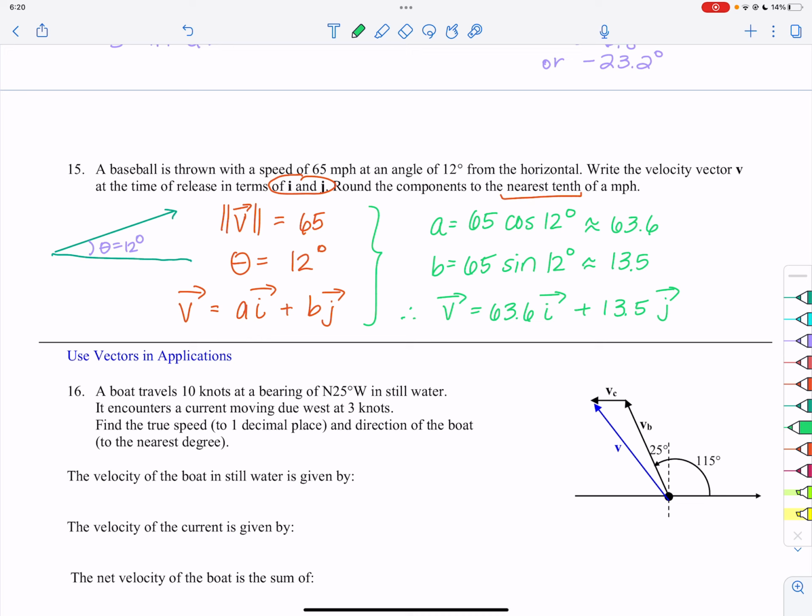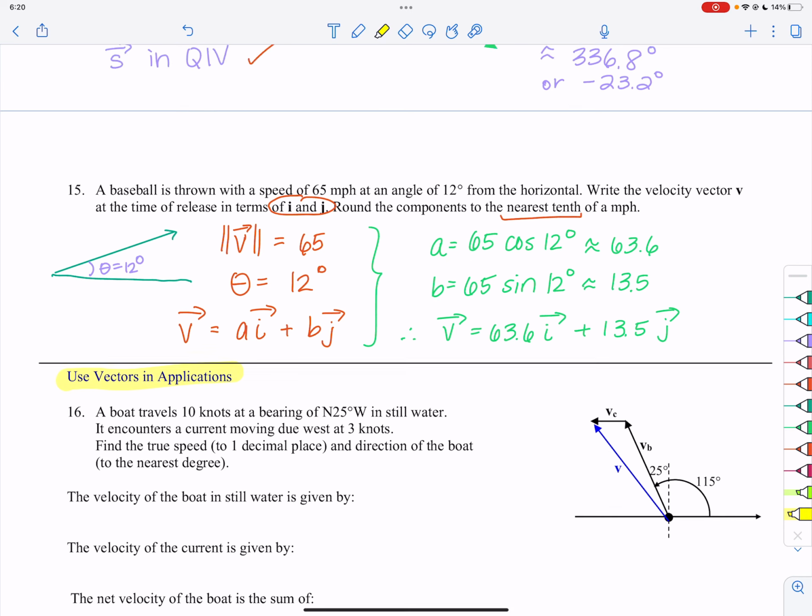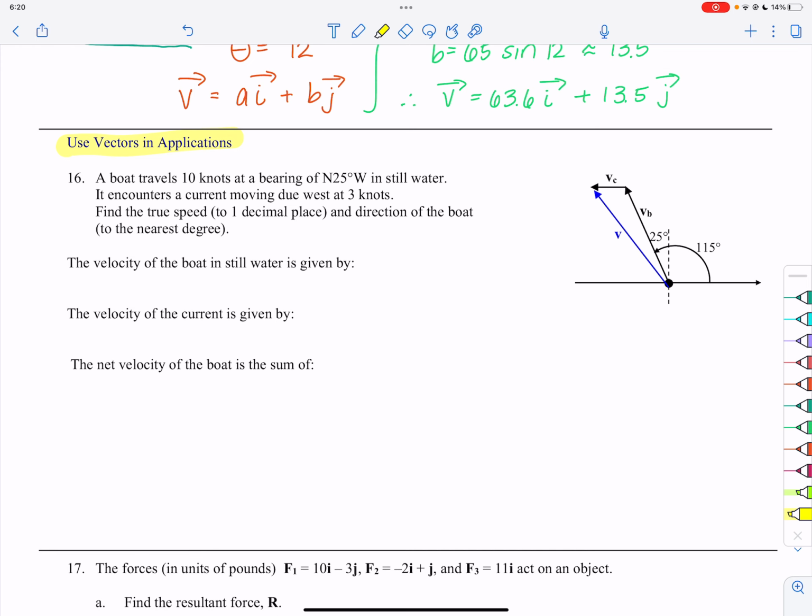Now, using vectors in applications can sometimes make these problems a little bit easier. So let's see what we have here in number 16. A boat travels 10 knots at a bearing of 25 degrees west of north in still water. It encounters a current moving due west at 3 knots. Find the true speed to 1 decimal place and the direction of the boat. Okay, so let's go ahead and take this one step at a time.